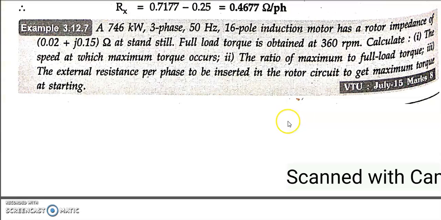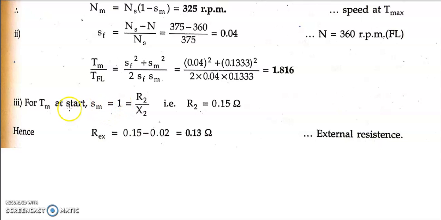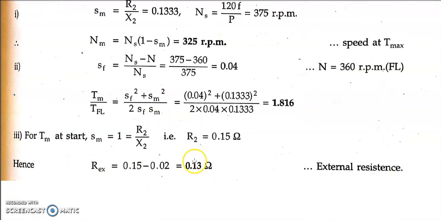The third question is the external resistance per phase to be inserted in the rotor circuit. Yes, again I'm going to insert a new resistance value in the rotor circuit to get the maximum torque at starting. So for Tm at start, again we have the formula Sm equal to R2 by X2, and we know that at start the maximum torque condition has Sm equal to 1. Substitute here, and R2 equals X2. So whatever X2 value there is, 0.15, that will be copied by R2. So R2 will become 0.15.